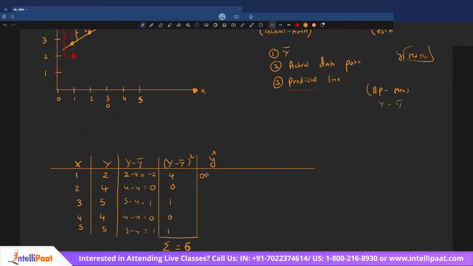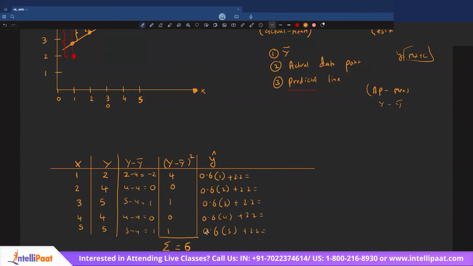0.6 into x. What is the value of x? 1, plus 2.2. Can somebody tell me what is the answer? 0.6 into 2 plus 2.2. 0.6 into 3 plus 2.2. 0.6 into 4 plus 2.2. 0.6 into 5 plus 2.2.